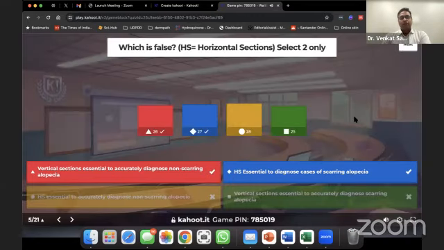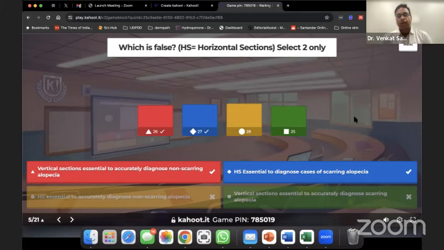So I'll discuss the true answers first. Horizontal sections are essential to accurately diagnose non-scarring alopecia is true because, as I told you, in non-scarring alopecia, the diagnosis depends on the hair counts: the number of hair follicles, number in terminal phase, number in vellus phase, number in catagen phase, number in anagen phase, etc. And you can only make accurate counts on horizontal sections because we need to see all the hair follicles at once. And therefore, horizontal sections are essential to accurately diagnose non-scarring alopecia. It's true. It isn't false.